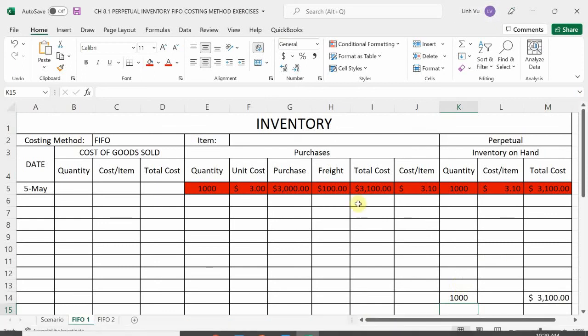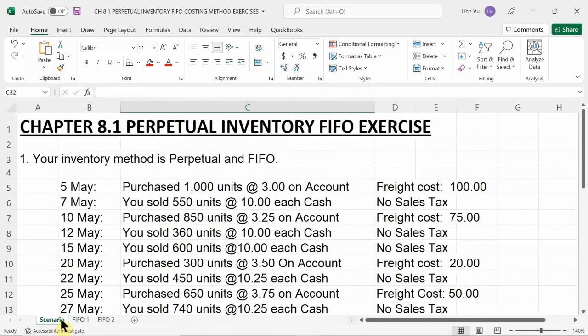So let's go ahead and see what happened next. Next, on May 7, we end up selling 550 units at $10 each, cash, no sales tax. So in this case, I end up selling 550 units. When we sell it, we're going to journalize that we sold it. But at the end of the day, we need to figure out how much it cost me so I can update and adjust my inventory accordingly.